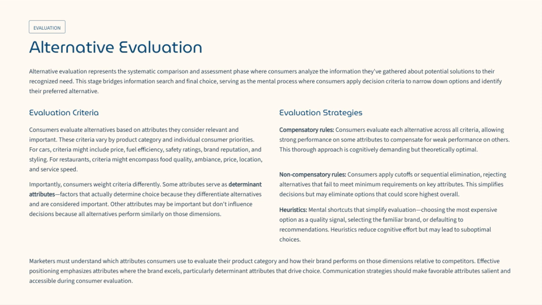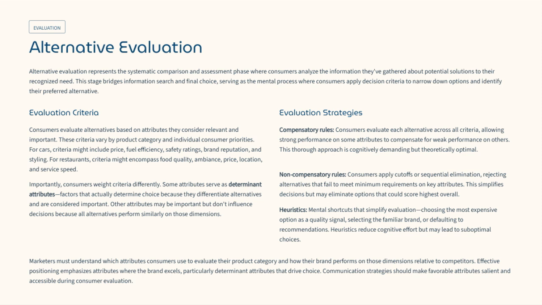Next, let's discuss some mental shortcuts consumers often use. These are called heuristics. For example, consumers might choose the most expensive option as a signal of higher quality, or they might go for a familiar brand because it feels safer. Sometimes, they rely on recommendations or default choices. While heuristics simplify decision-making and reduce mental effort, they can also lead to suboptimal choices if they cause consumers to overlook better options.